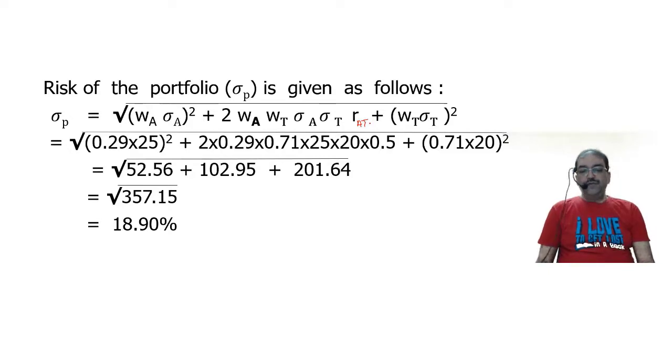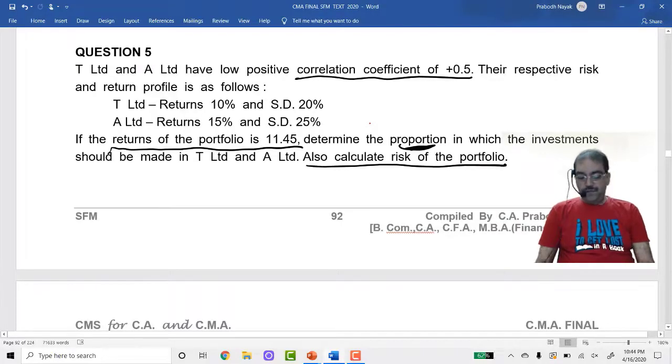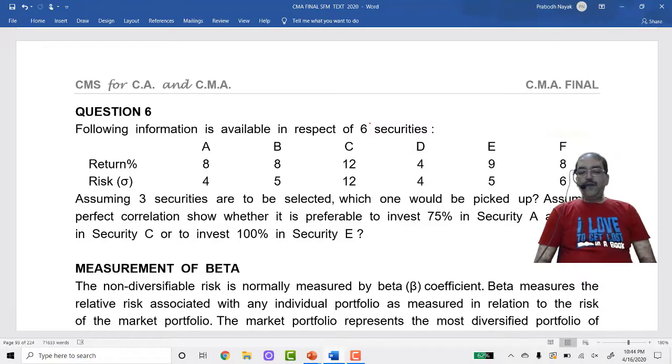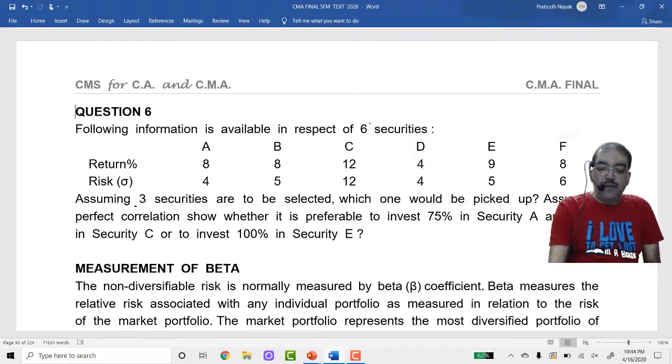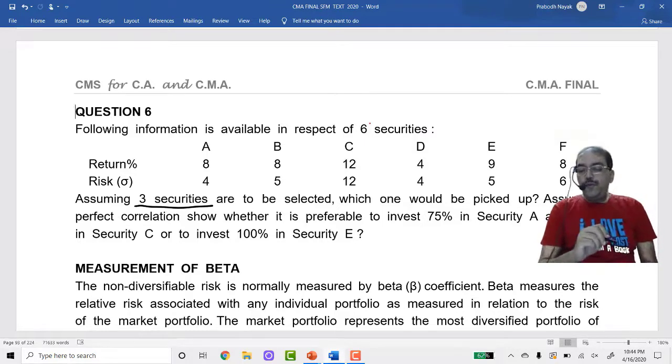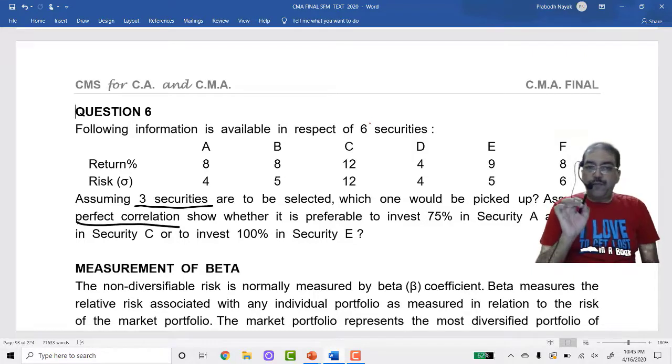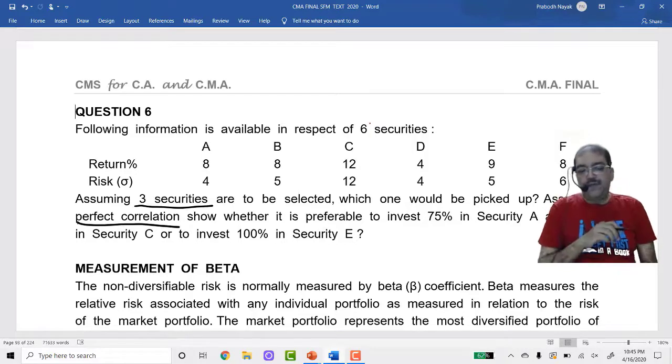Now, let us go to question number 6. Following information is available in respect of 6 securities A, B, C, D, E, and F. Returns are given, the risk is given. Assuming 3 securities are to be selected, which one would be picked up? Assuming perfect correlation. Perfect correlation means perfect positive correlation. Rxy is equal to 1.